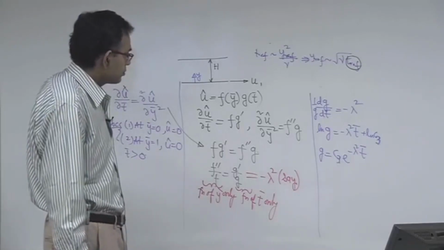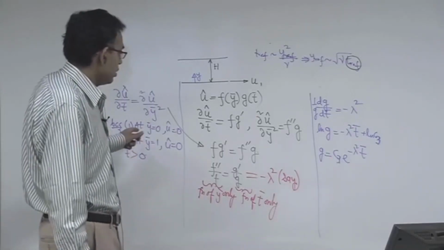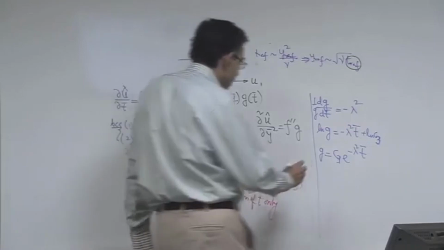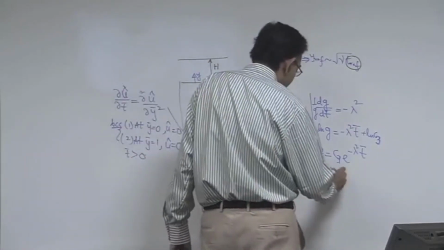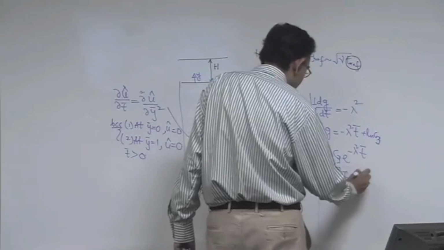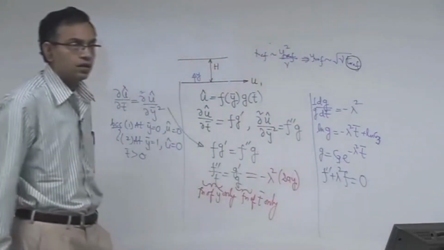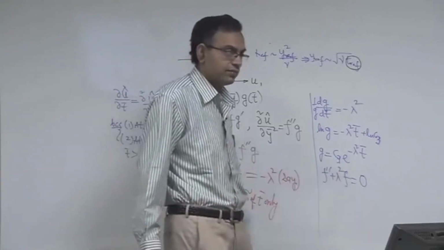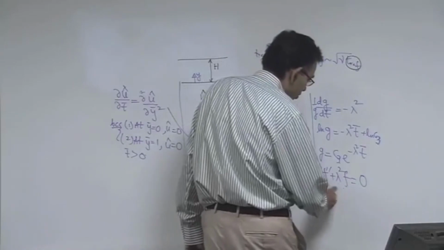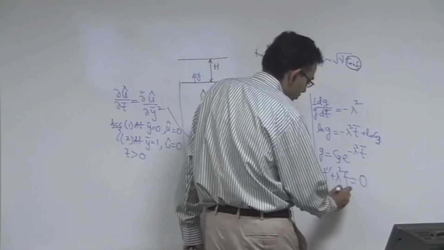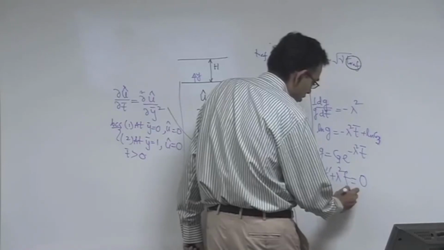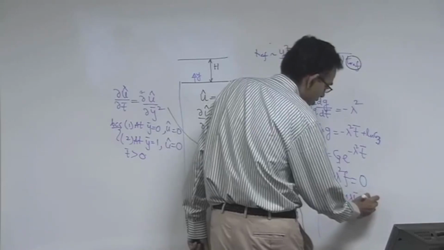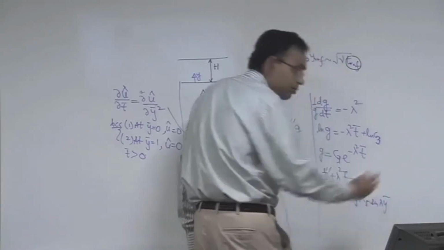Then the functions of y. So, f double dash plus lambda square f is equal to 0. So, what is the solution of this in terms of sine and cos, right? So, f is equal to C4 cos lambda y plus C5 sin lambda y, where y means y bar.